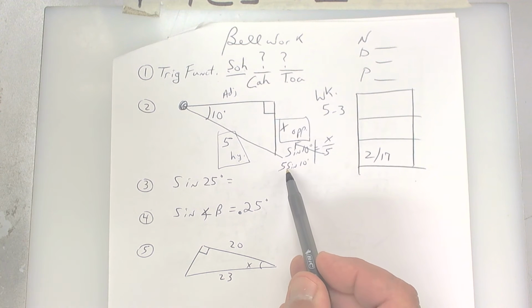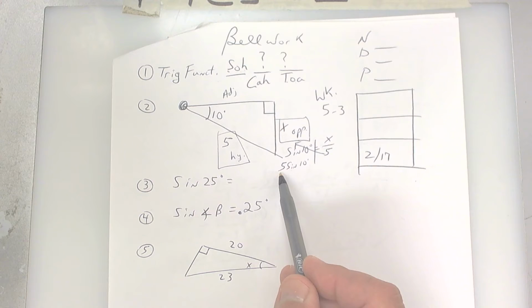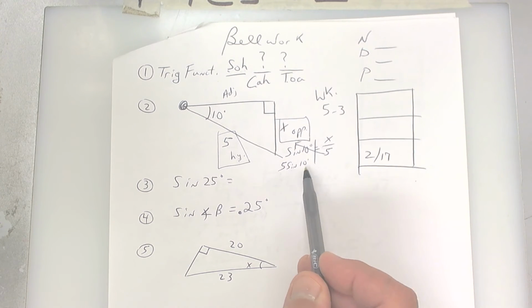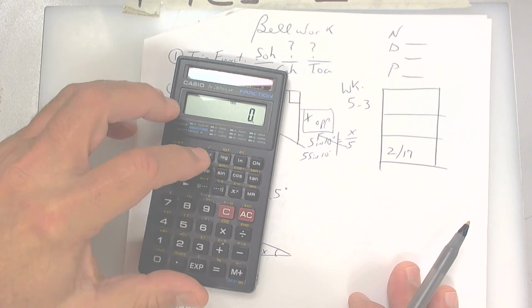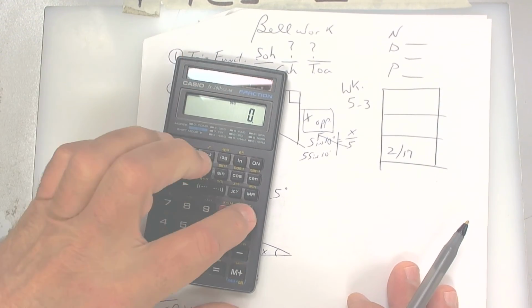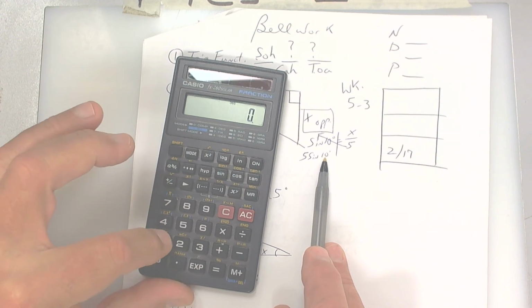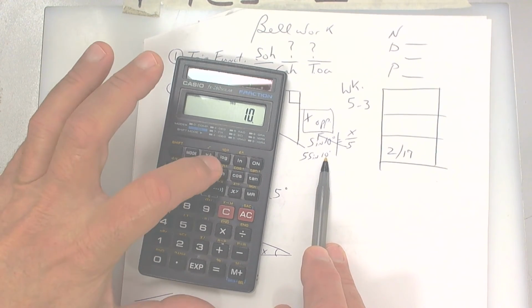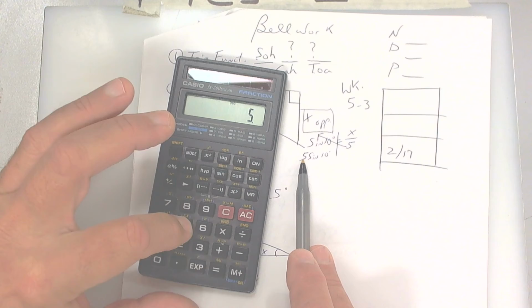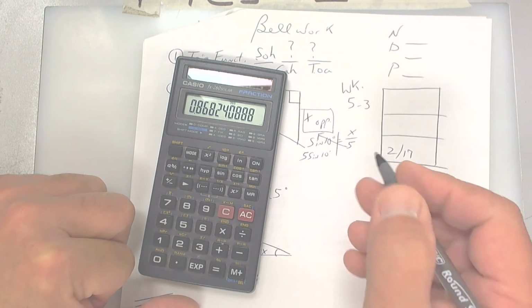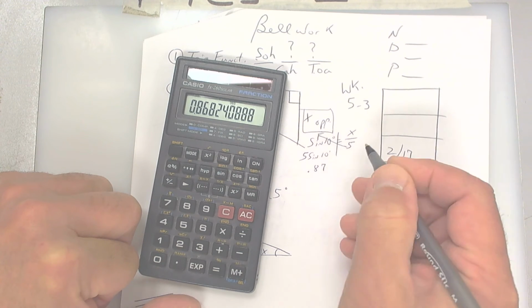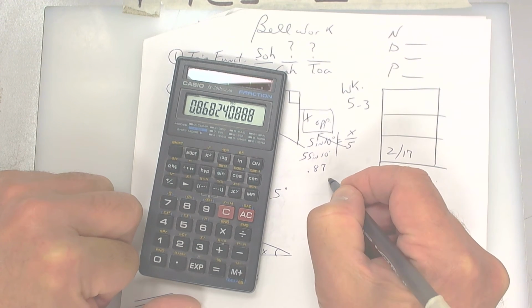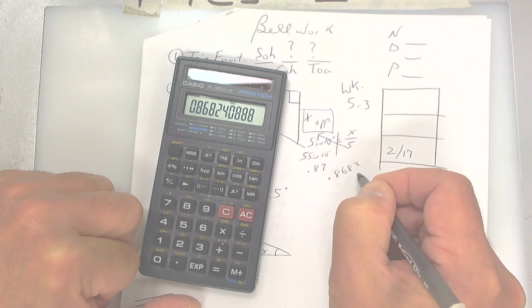So if your calculator shows the word sine on the screen, then you're going to type in 5 sine 10 equals. If your calculator does not, like I'm going to press the word sine and it doesn't show up, then you got to go backwards. So mine is backwards. So 10 sine and then times 5. I get 0.86. We're going to make it 0.87. Sometimes they like you to go 4 places, so 0.8682.